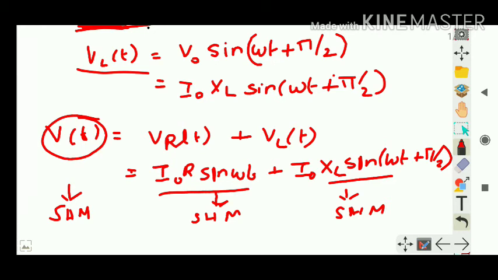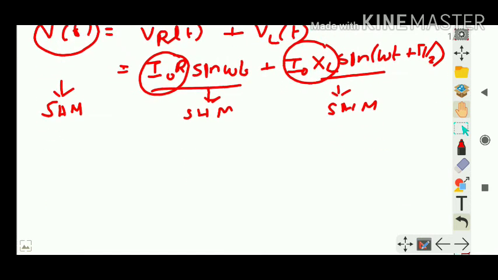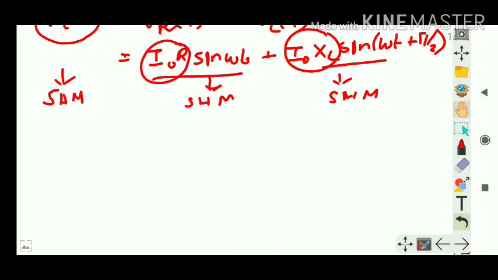What is the amplitude of these two simple harmonic motions? This one is I naught R, and I naught XL is the amplitude of the second simple harmonic motion. So if I want to find the net voltage amplitude, how can I find that?